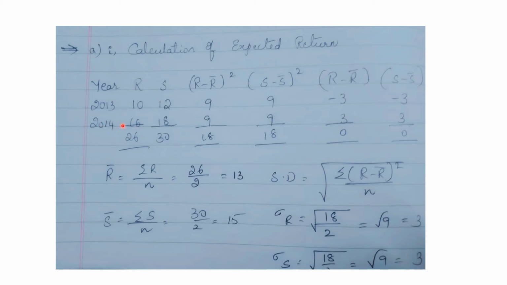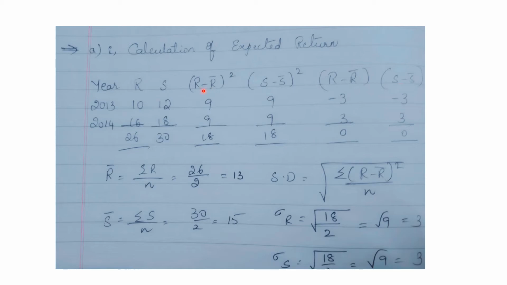Then for 2014, for R, 16 minus 13 equals 3. For S, 18 minus 15 equals 3. So hope you have understood how we have got the R bar values and S bar values, then how we have deducted the values from R. So you have found out the R minus R bar and S minus S bar.